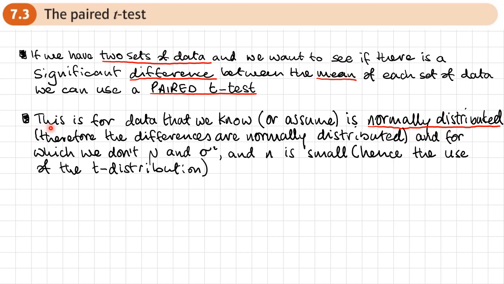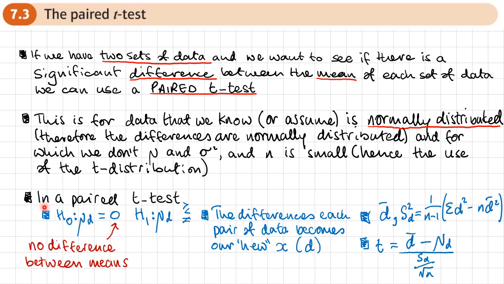Now we'd use this for data that we know or assume is normally distributed. So the data that we collect is normally distributed, and then therefore the differences between the two sets of data will also be normally distributed. And also for data where we don't know the mean and the variance, and n is small, so hence the use of the t distribution. So that's the t part of the t-test.